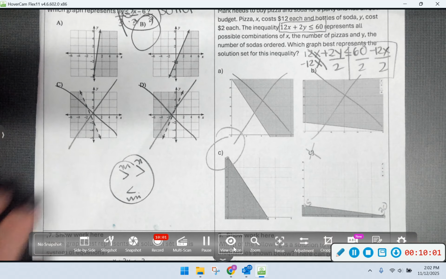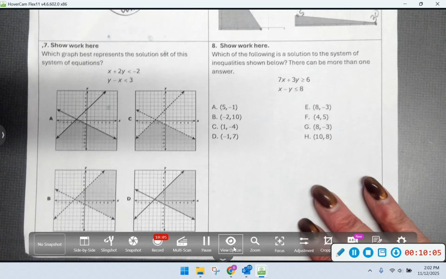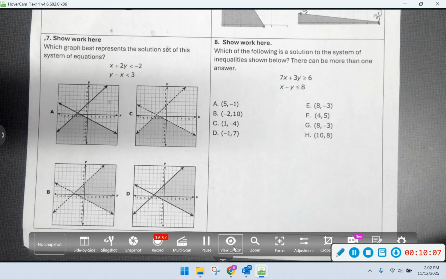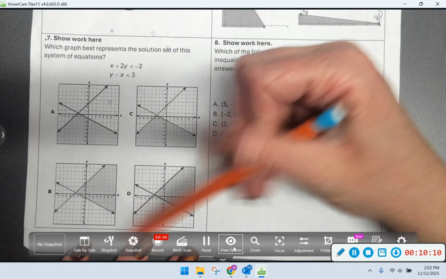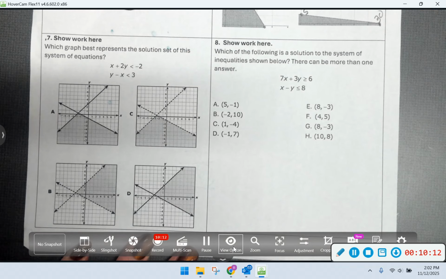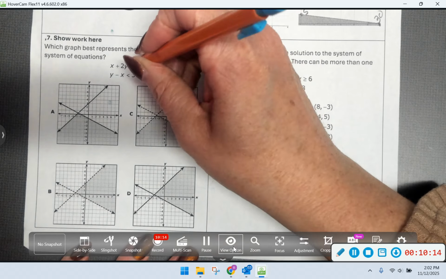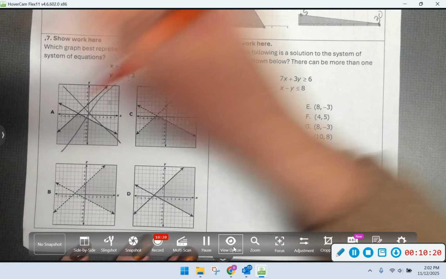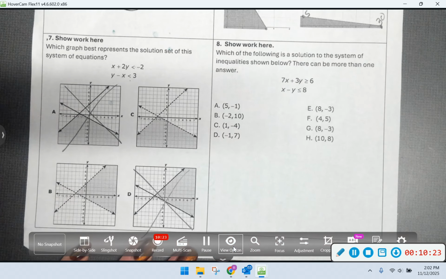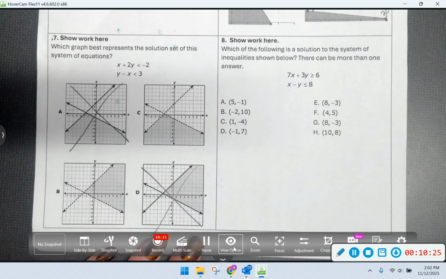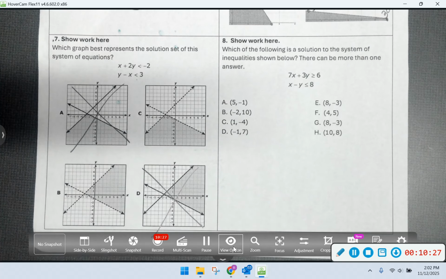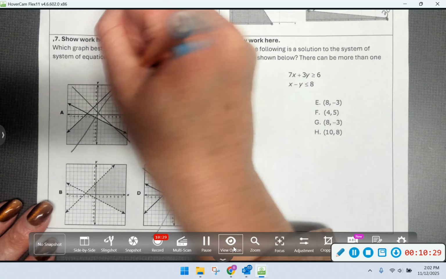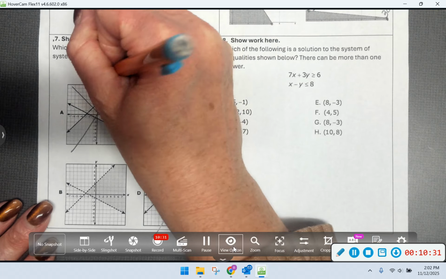All right, number 7. That's better. All right. We want to know which one of these graphs matches this system. So I'm going to start by looking at these symbols. Both of these symbols are dashed lines, so I know I can cross off A, and I know I can cross off D. Next thing I'm going to look at is to make sure my y's are positive, so I don't have to flip my symbol. This y is positive, so we're good. This y is positive, so we're good.